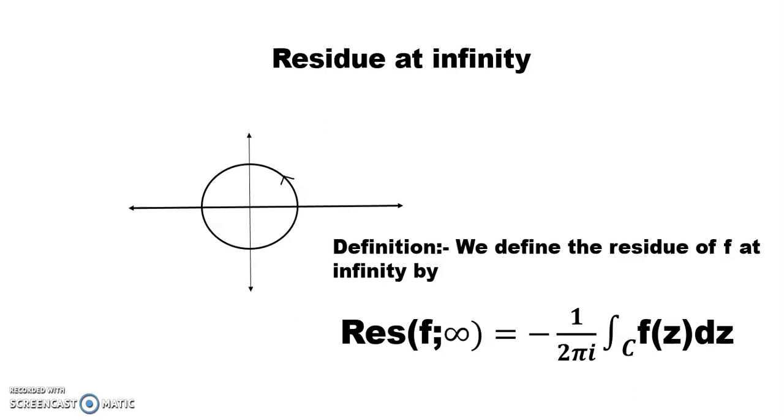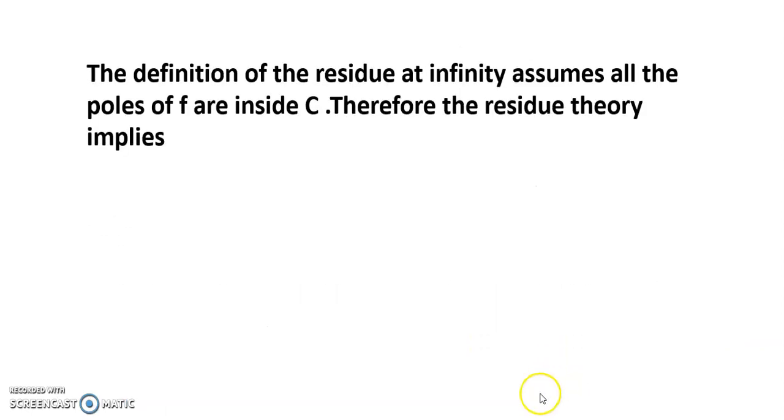Definition: we define the residue of f at infinity by residue of f comma infinity is equal to minus 1 by 2 pi i times the integral of f(z) dz. This is my real line and this is the imaginary line. Okay friends, now the definition of residue at infinity assumes all the poles of f are inside C.